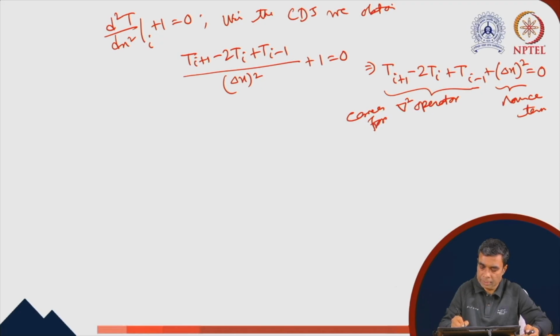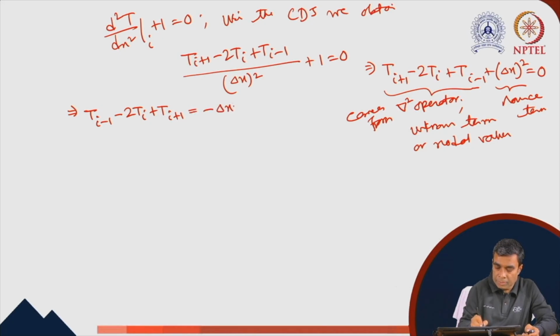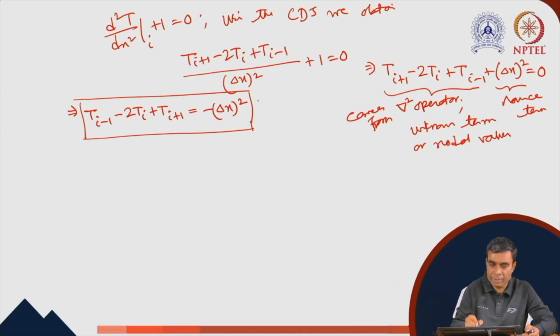These are the unknown terms or nodal values. So we rearrange this equation as Ti minus 1 minus 2Ti plus Ti plus 1 equals minus delta x whole square. So this is known as the finite difference discretized generic algebraic equation at the ith node.